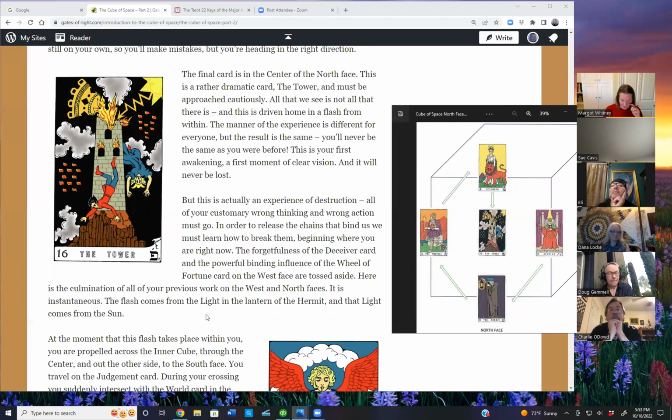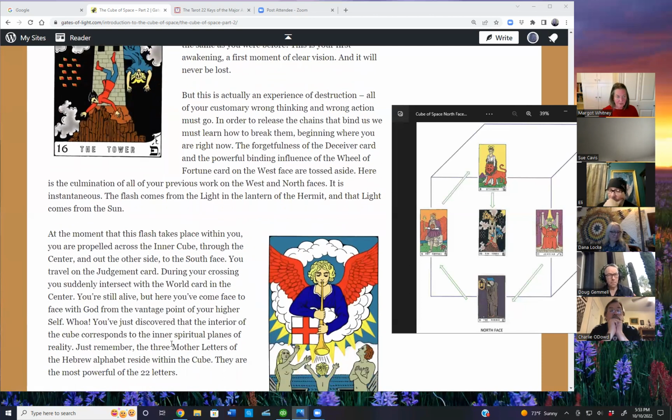The powerfulness of the deceiver card and the powerful binding influence of the Wheel of Fortune card on the west face are tossed aside. Here is the culmination of all of your previous work on the west and north faces. It is instantaneous. The flash comes from the light in the lantern of the hermit, and that light comes from the sun. So there's the hermit. We've worked our way all the way up, and now we're at the center. Okay, so now what do we do?